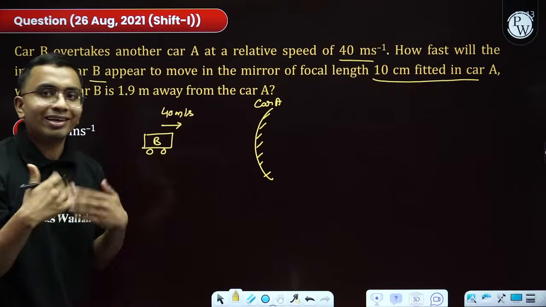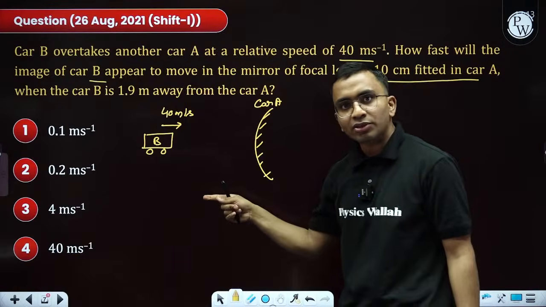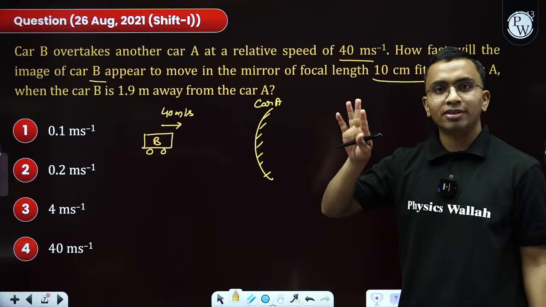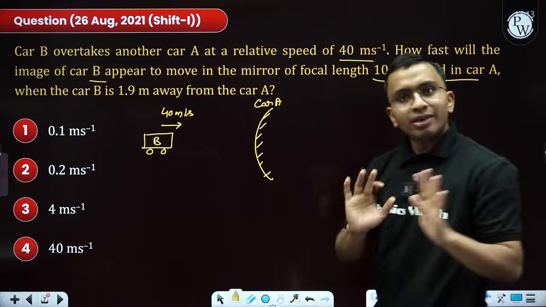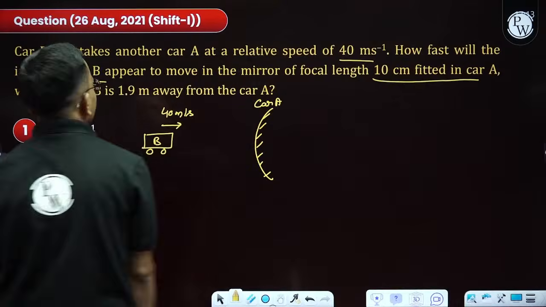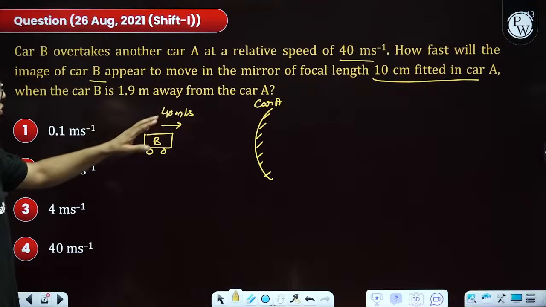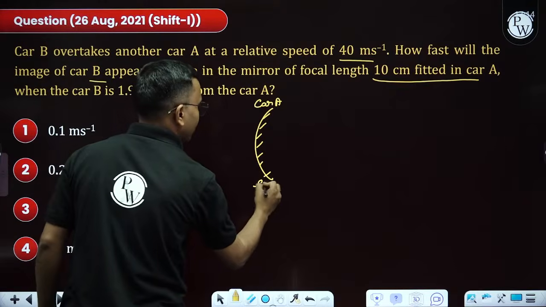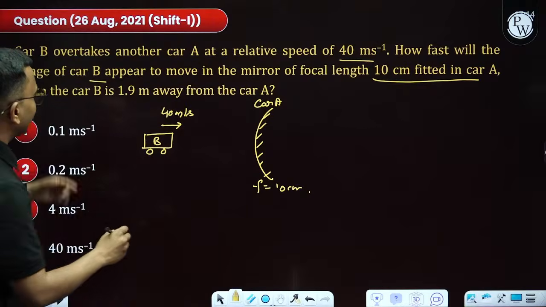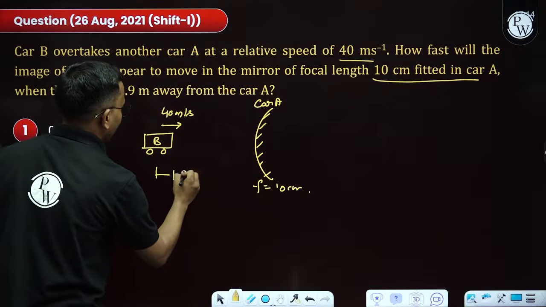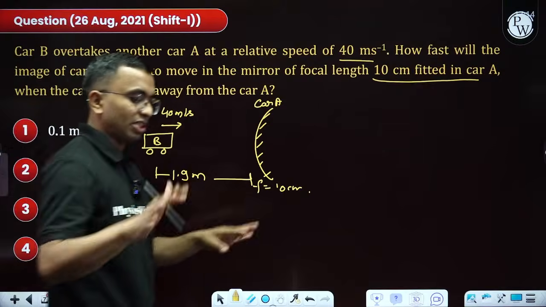Now when we relate the velocities, we relate the relative velocities of the object with respect to mirror and the image with respect to mirror. Because U and V are the relative distances, so the relative velocities will be related. Now car B appears to move in the mirror of focal length 10 centimeter. What is the focal length here? 10 centimeter. When car B is 1.9 meters away from car A, what is the velocity of the image we need?